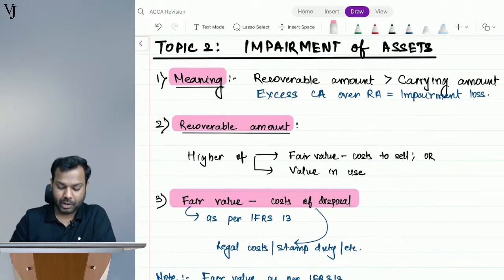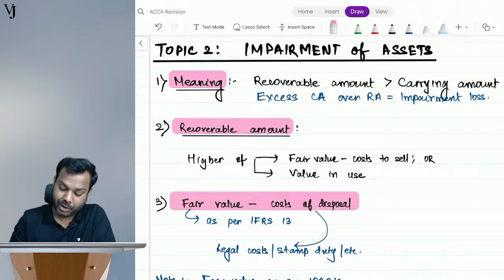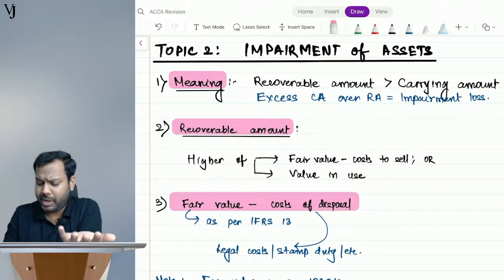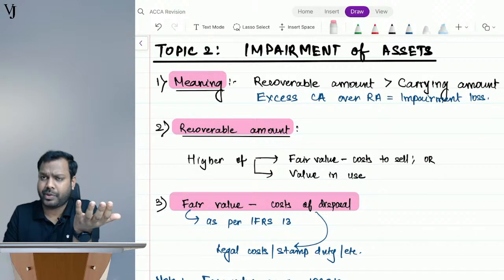Okay. Topic 2, impairment of assets. Understand, guys. What is the meaning of impairment of assets?